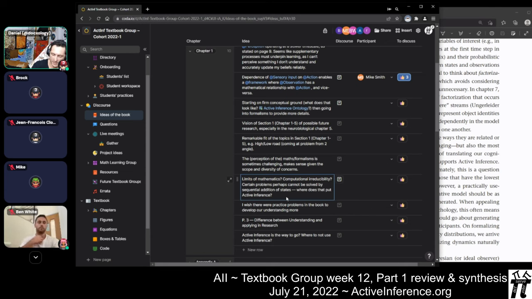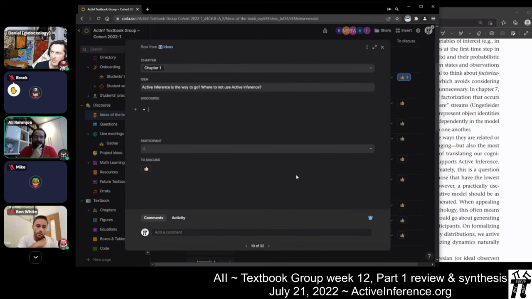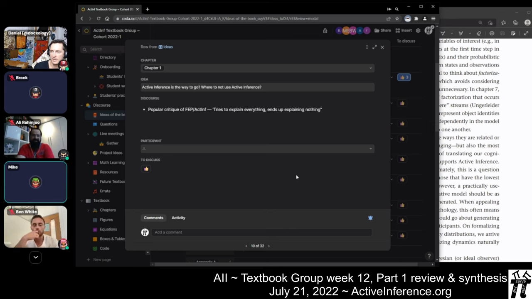Ali and anyone else. And in fact, one of the most popular criticisms put toward active inference or the FEP in general is that it tries to explain everything, so it ends up explaining nothing. Yeah, I think there's a risk of maybe not sufficiently constraining the problem space or leaving things undefined in a way that allows for active inference to be the solution without a critical point of view.